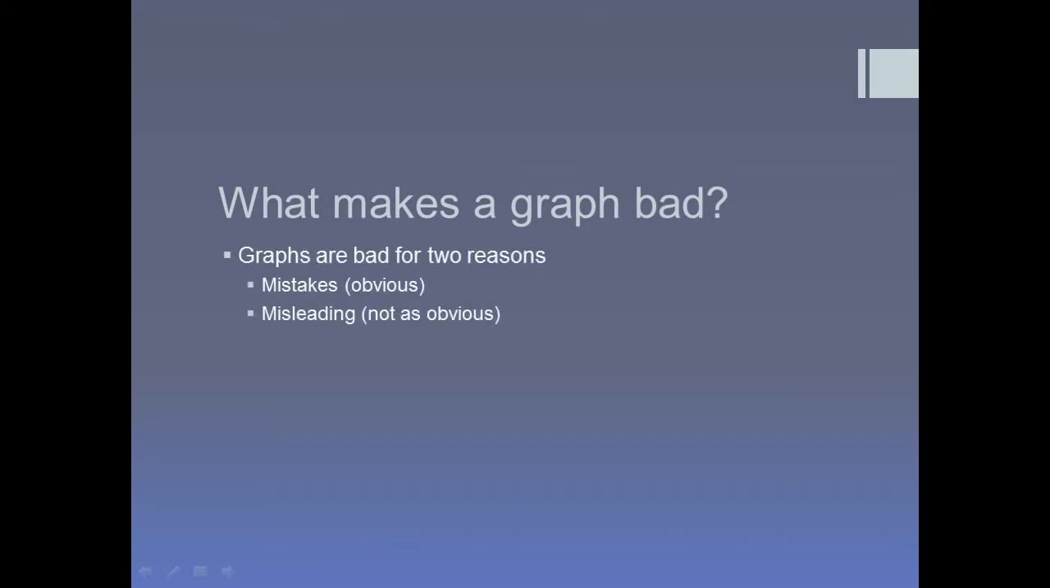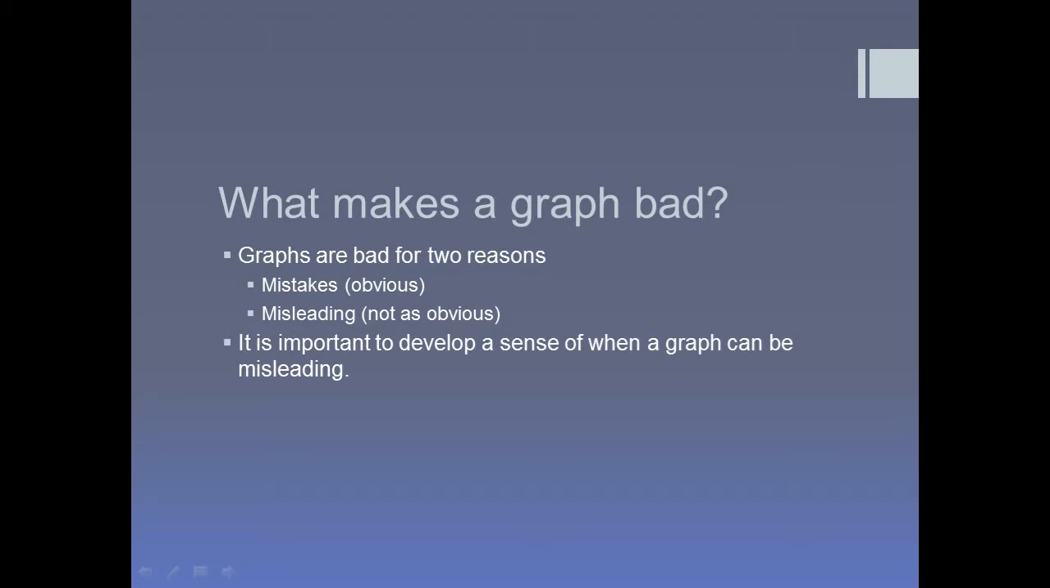So first of all, what makes a graph bad? Graphs can be bad for two different reasons. The obvious are any mistakes that are made in graphs, whether the statistics are wrong or there's a mistake done in terms of labeling on a graph. The misleading is what's not as obvious, and we'll talk more about the two examples of misleading graphs as we move on in this section.